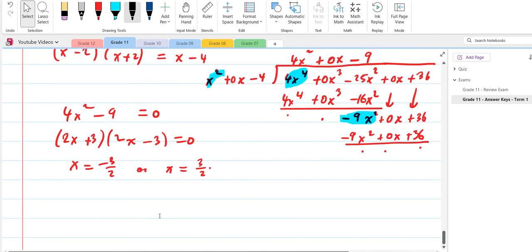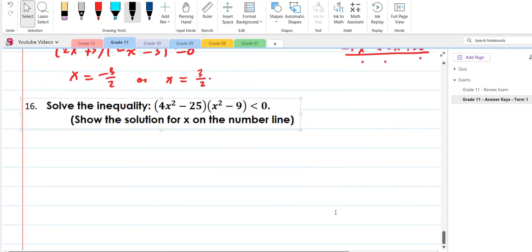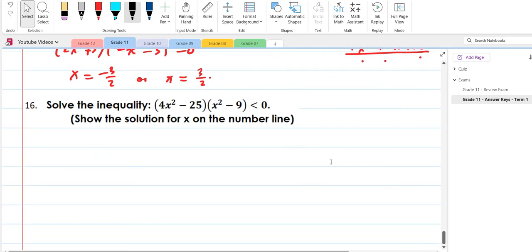Question number 16. We want to solve the inequality 4x squared minus 25 into x squared minus 9 less than 0, and show the solution on the number line. This is similar to what we have done above, but we are solving an inequality for x.